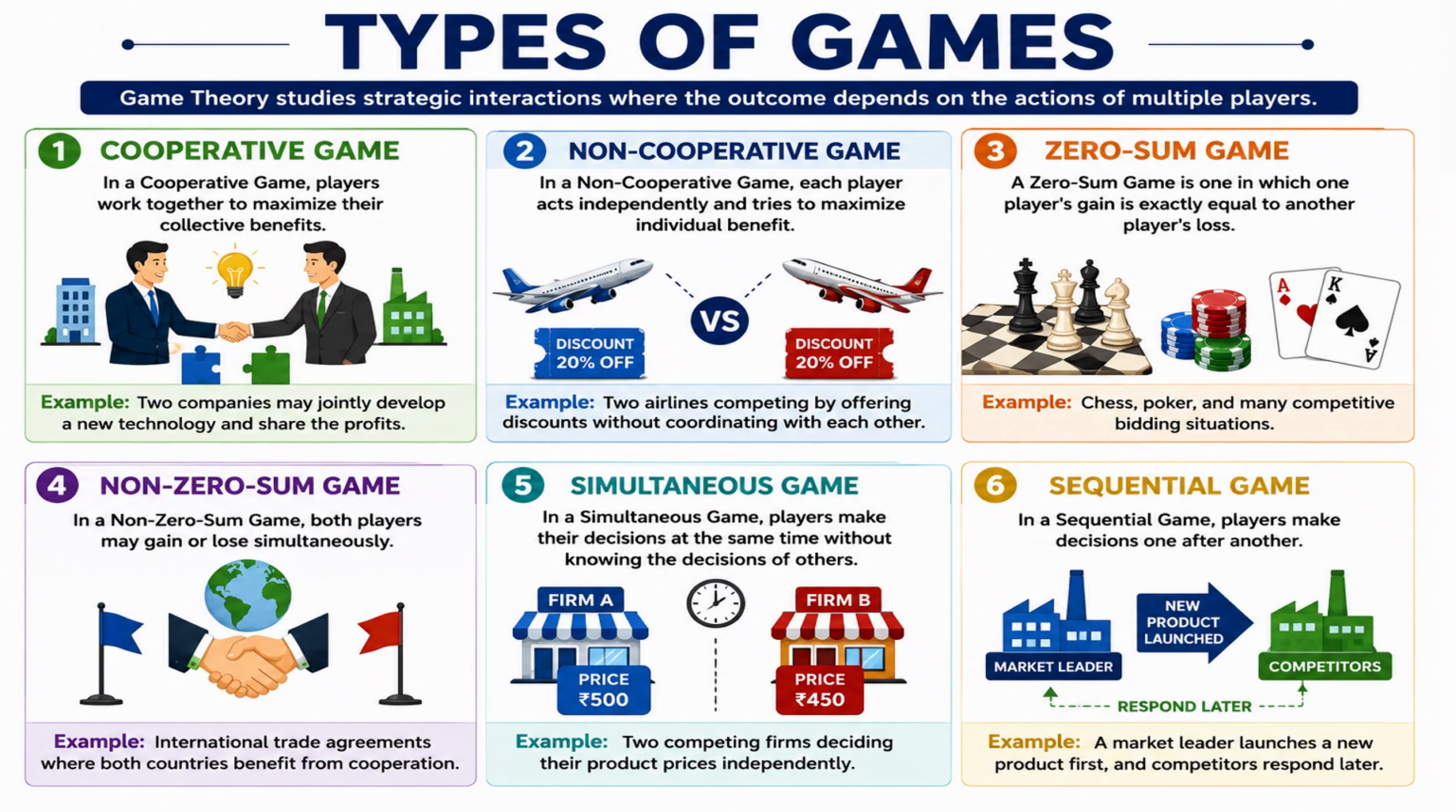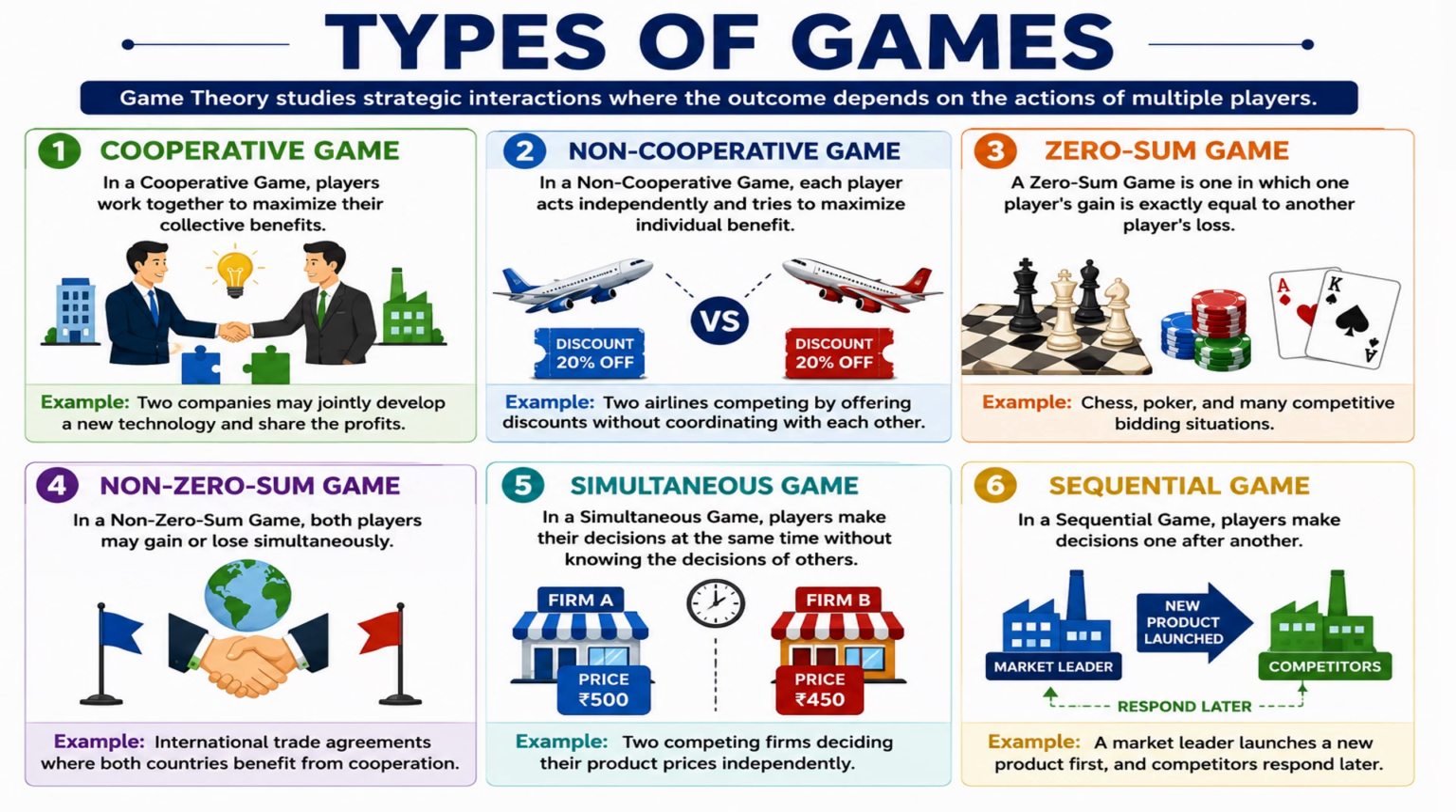Third is zero-sum game. A zero-sum game is one in which one player's gain is exactly equal to another player's loss. Examples include chess, poker, and many competitive bidding situations. Fourth is non-zero-sum game. In a non-zero-sum game, both players may gain or lose simultaneously. For example, international trade agreements where both countries benefit from cooperation.